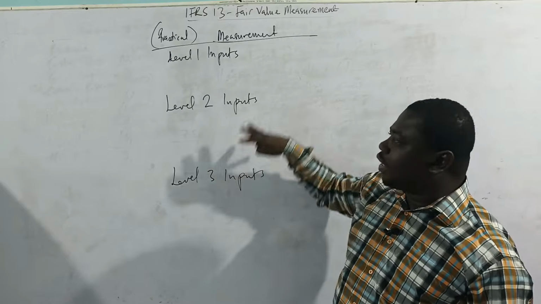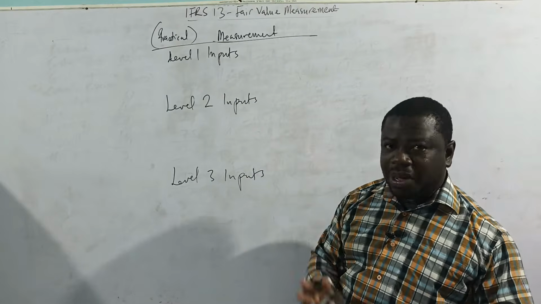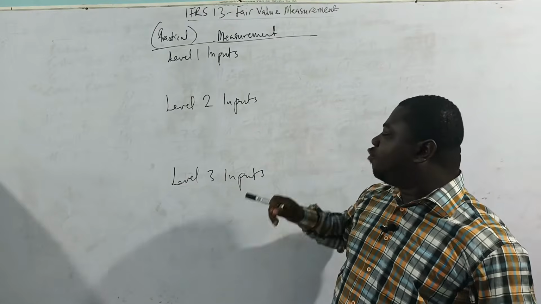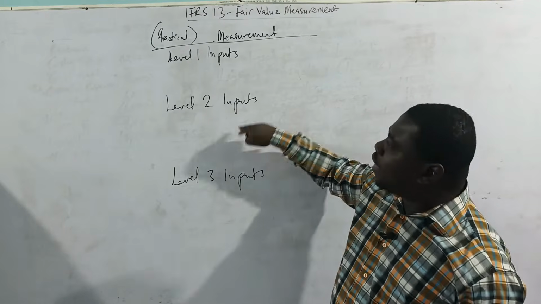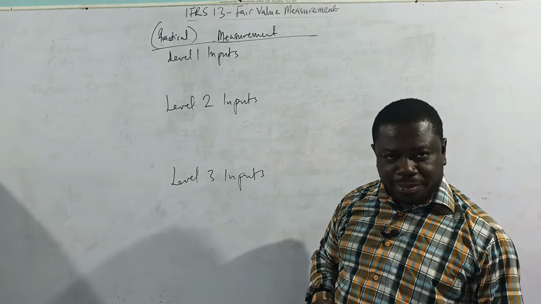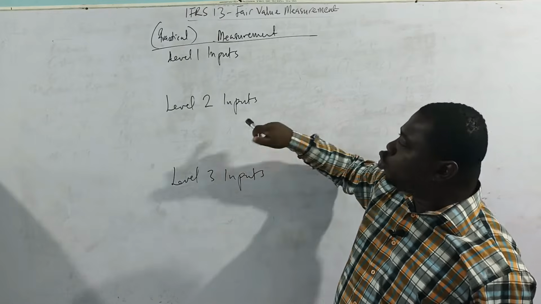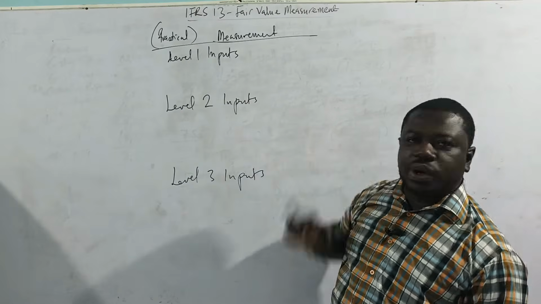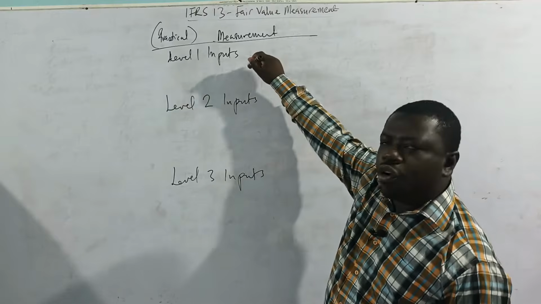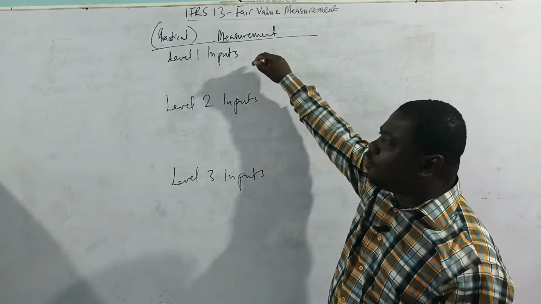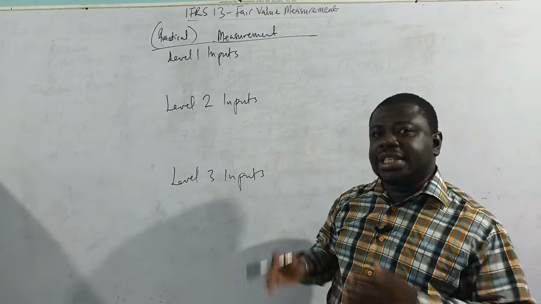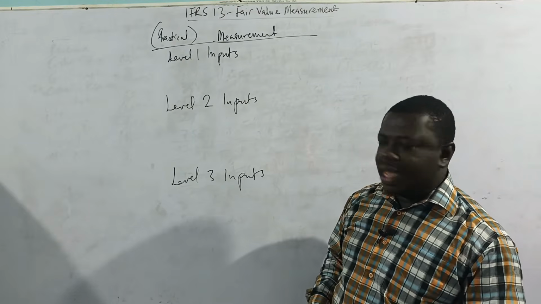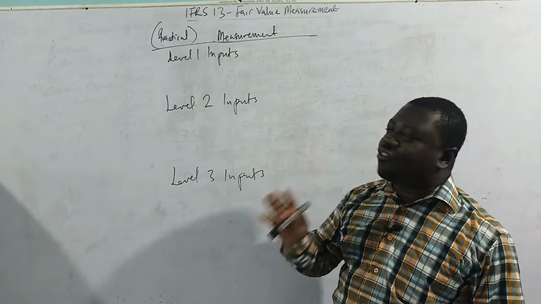You don't know the content of the levels yet. I'm going to show you, but I want you to get this first: level 3 inputs can only be used to fair value an asset or liability when there are no level 1 or level 2 inputs available. Now, level 2 inputs can only be used when there is no level 1. Whenever there is a level 1 input, we always rely on the level 1 input and ignore the 2 and 3 input, even when they are available. This is a scale of preference, and that is what has been established by IFRS 13.